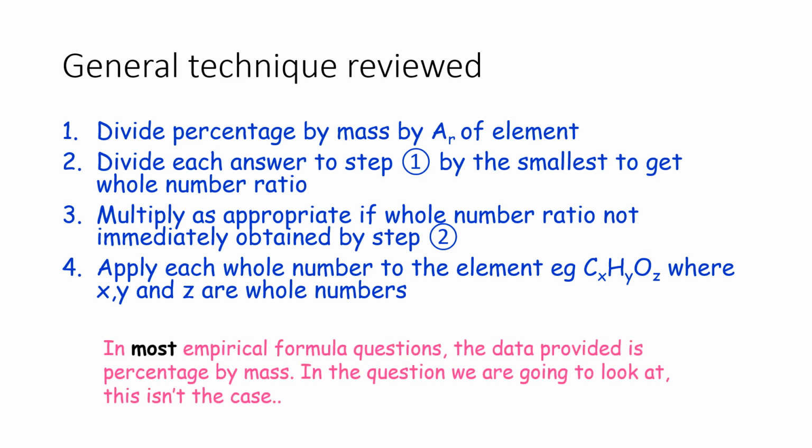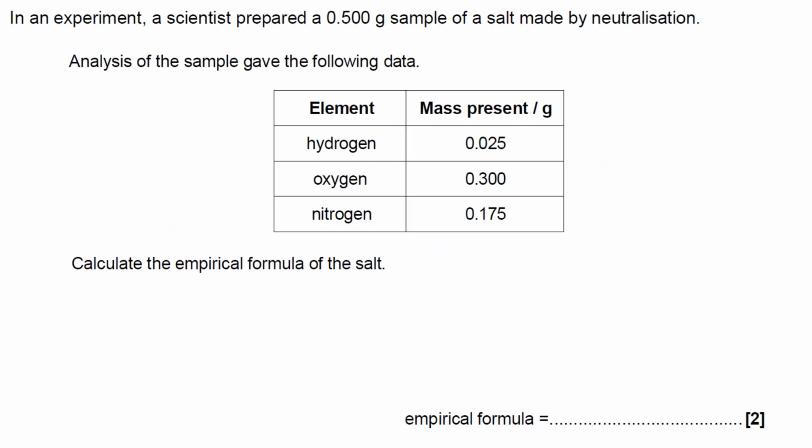So I mentioned percentage by mass. That's because in most empirical formula questions, the data they give you to work with is actually percentage by mass. In the question that we're going to look at, that isn't the case, so you've just got to be aware of that and how to convert it or use it in some way. So it tells you the mass present, and that's obviously not percentage by mass. You can easily get the percentage by mass clearly because it tells you that there's 0.5 grams.